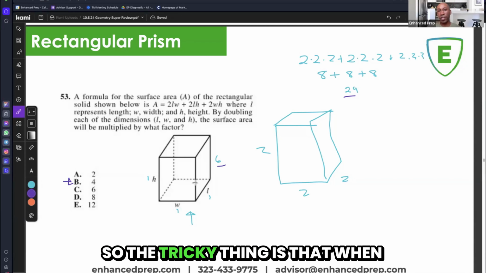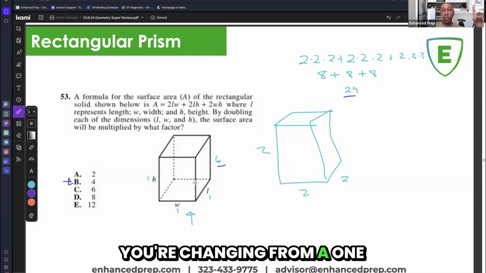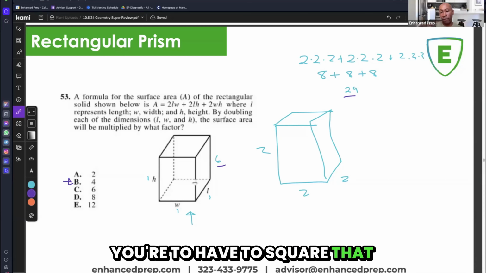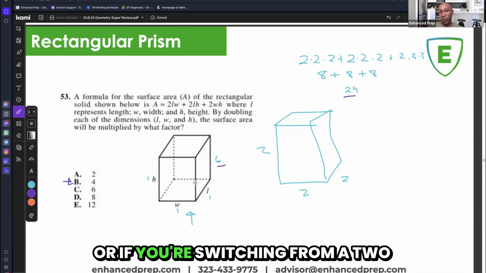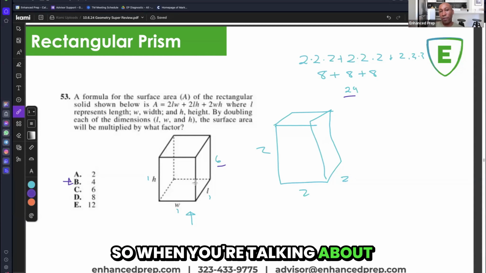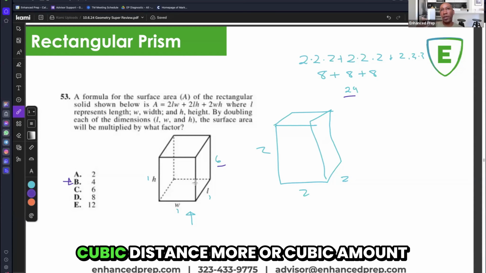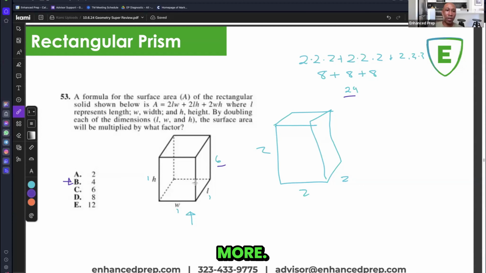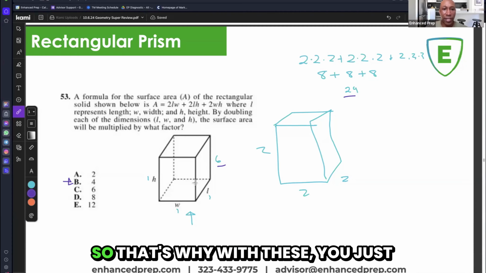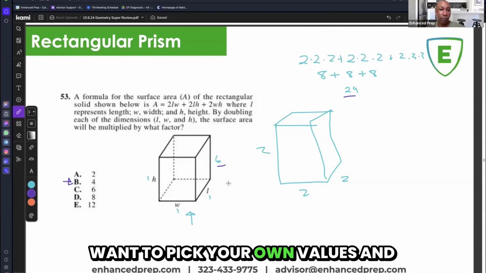Okay. So the tricky thing is that when you're changing from a one-dimensional thing to a two-dimensional thing, oftentimes you're going to have to square that value. Or if you're switching from a two-dimensional thing to a three-dimensional thing, you may have to cube it. So when you're talking about volume, it's typically going to be a cubic amount more. When you're talking about area, it's typically going to be a squared amount more. So that's why with these, you just want to pick your own values, right?